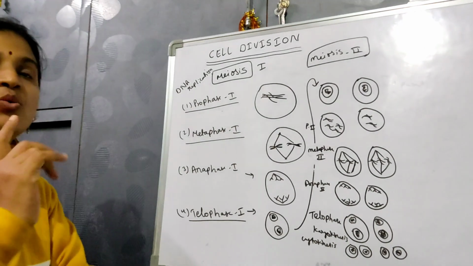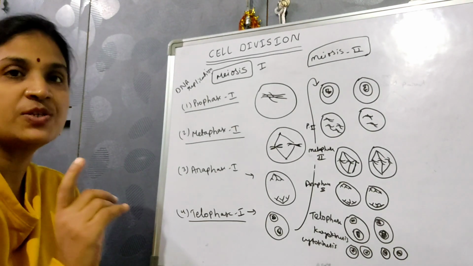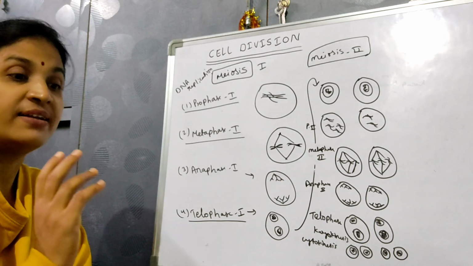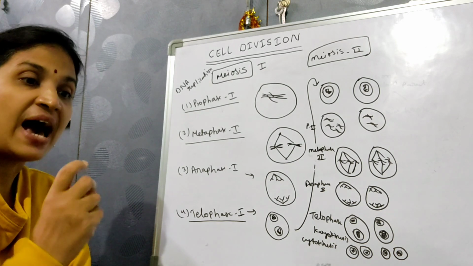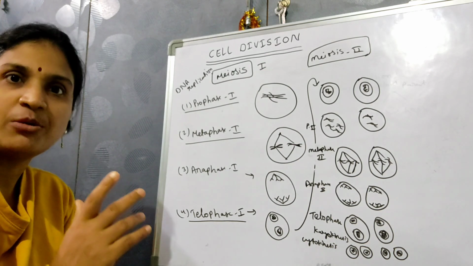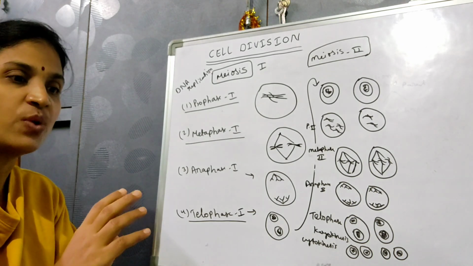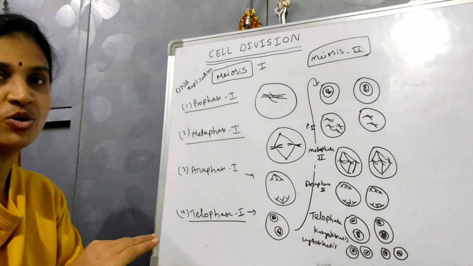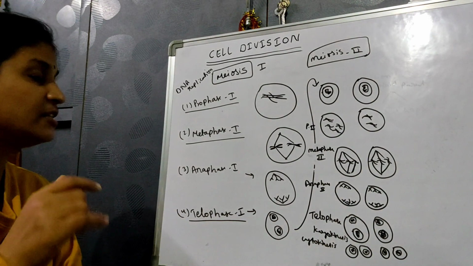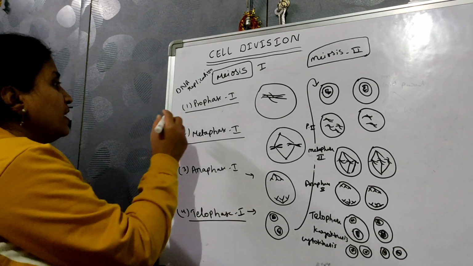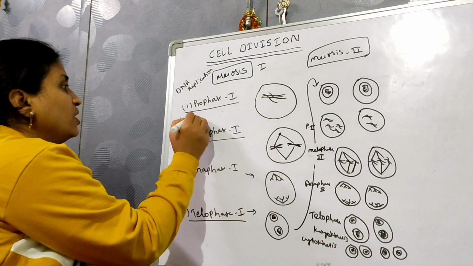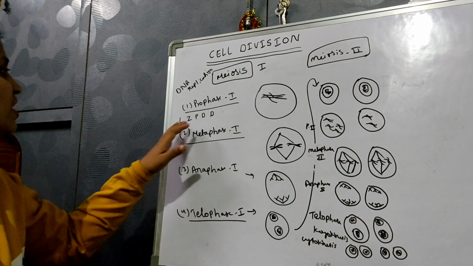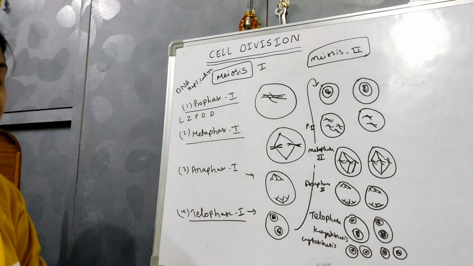So in meiosis, one must remember that prophase 1 of meiosis 1 plays a very important role. That is the phase where the actual genetic variability takes place. This prophase 1 is somewhat prolonged when compared to prophase of mitosis, and it is divided into leptotene, zygotene, pachytene, diplotene, and diakinesis. These are the 5 stages which occur in prophase 1.